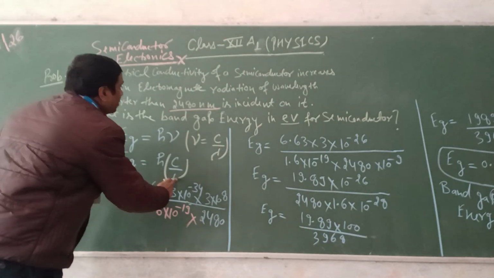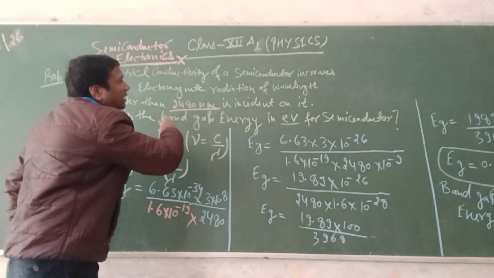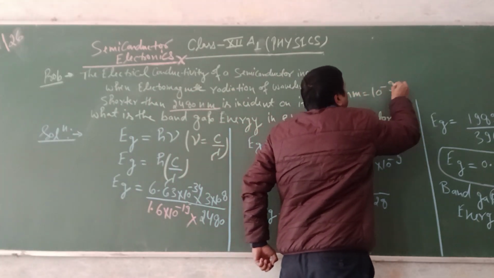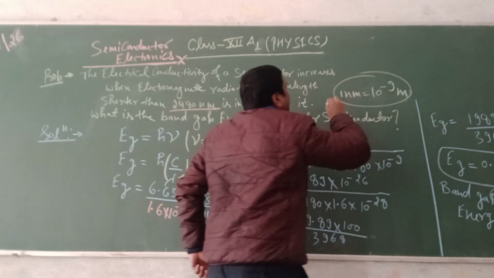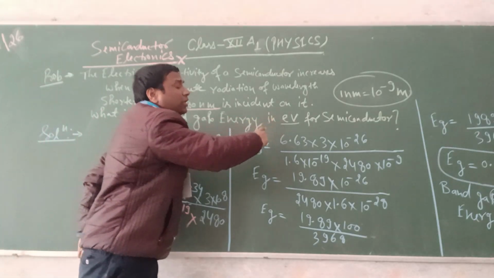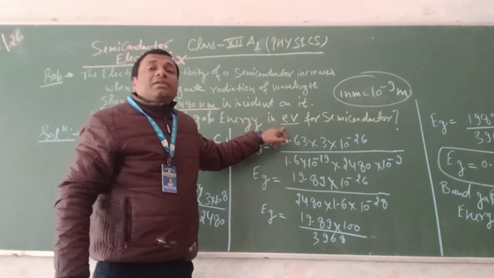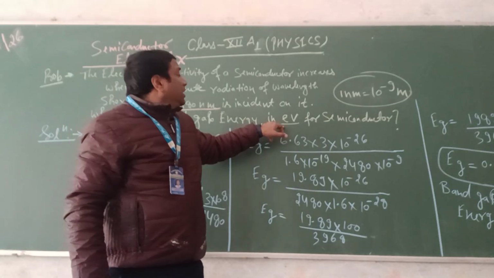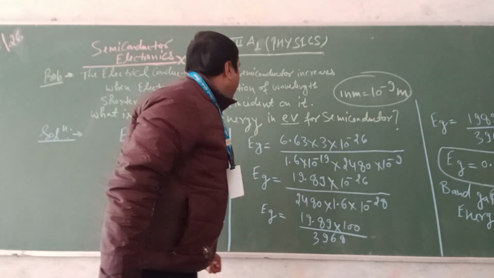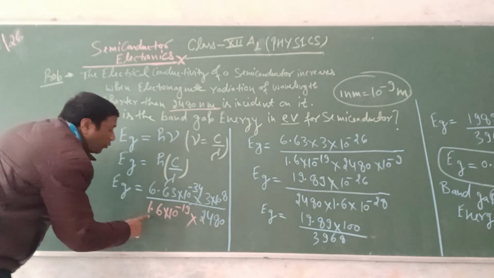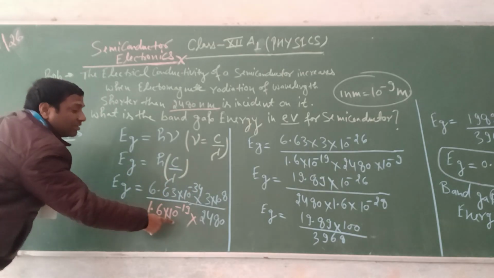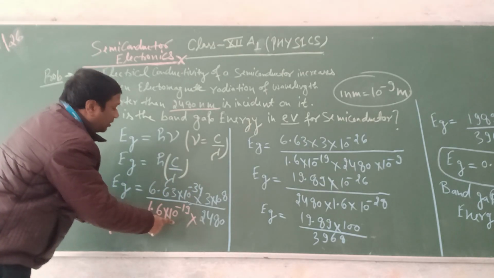Now lambda is the wavelength, given as 2480 nanometer. All of you know that 1 nanometer is equal to 10 to the power minus 9 meter. Now we have to convert it into electron volt. The charge of 1 electron is 1.6 into 10 to the power minus 19 coulomb. Then 1 electron volt is equal to 1.6 into 10 to the power minus 19 joule, so the energy in joule is divided by this and converted into electron volt.